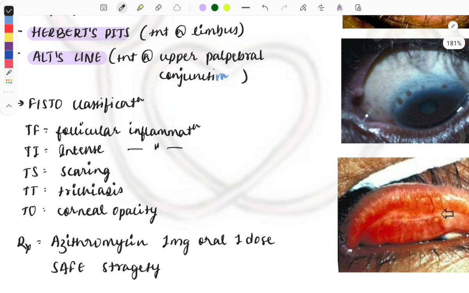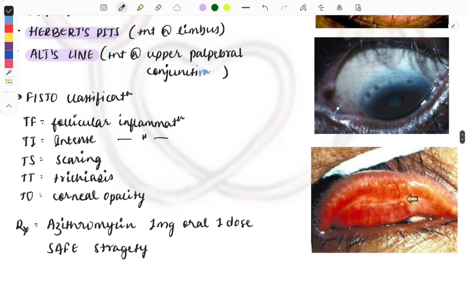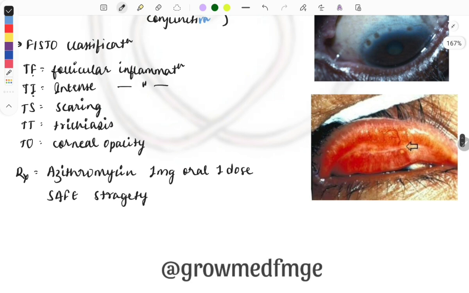Moving on to the classification, which you must remember, the FISTO classification. What does FISTO stand for? F for follicular inflammation, I for intense inflammation, S for scarring of the eye, T for trichiasis, and O for corneal opacity. Then treatment, we will be using azithromycin 1 g oral single dose, and this is the main treatment option.